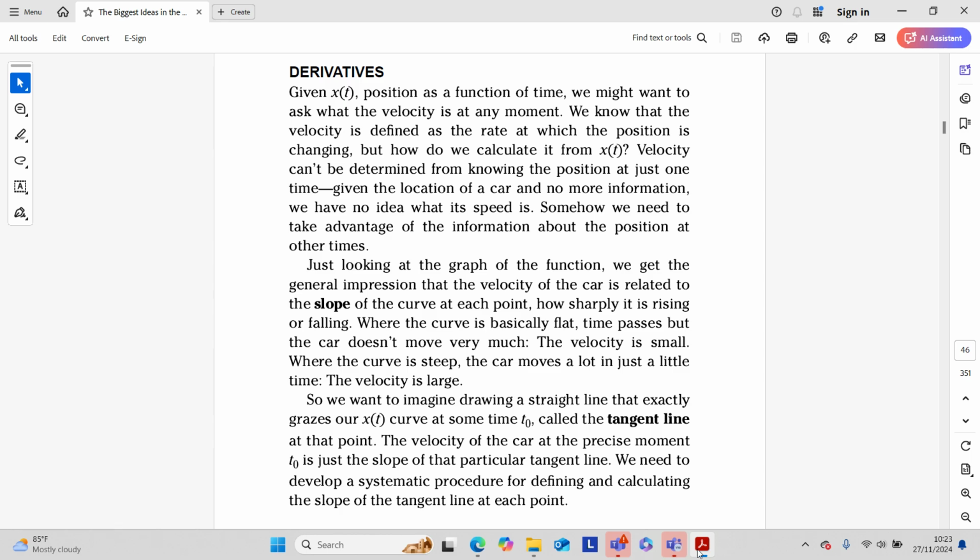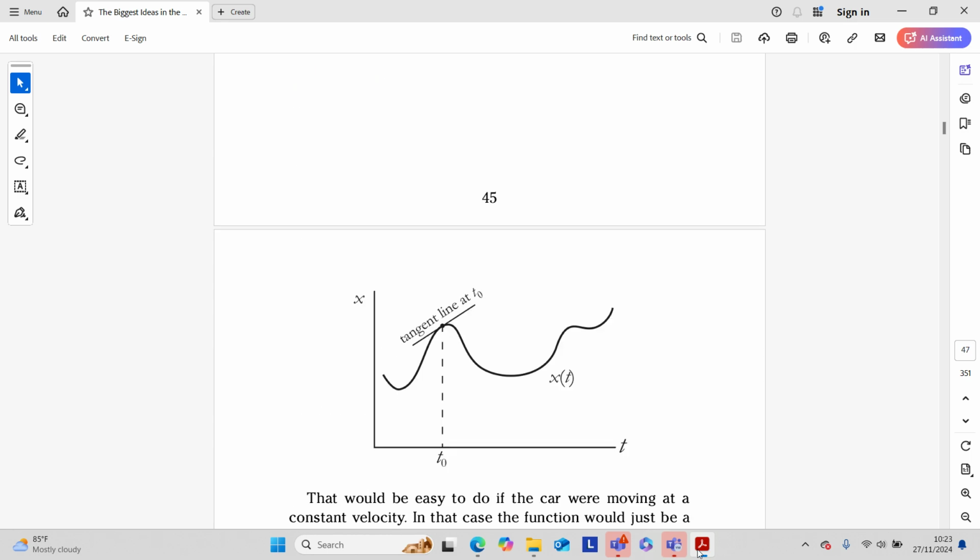The velocity is large. So we want to imagine drawing a straight line that exactly grazes our x(t) curve at some time t0, called the tangent line at that point. The velocity of the car at the precise moment t0 is just the slope of that particular tangent line. We need to develop a systematic procedure for defining and calculating the slope of the tangent line at each point.